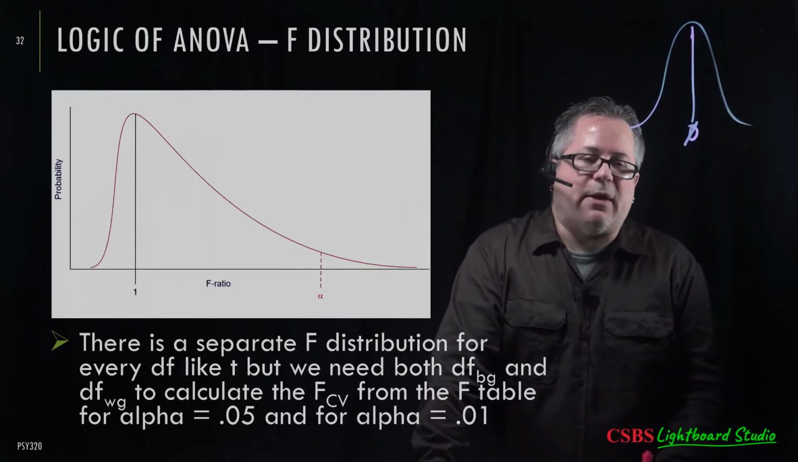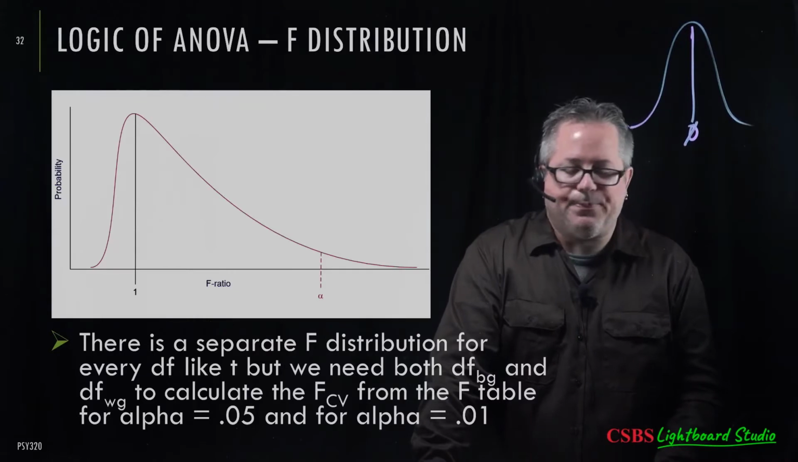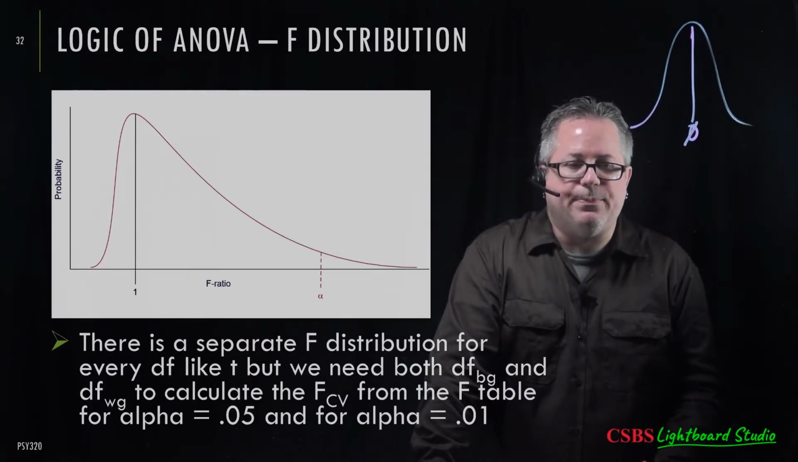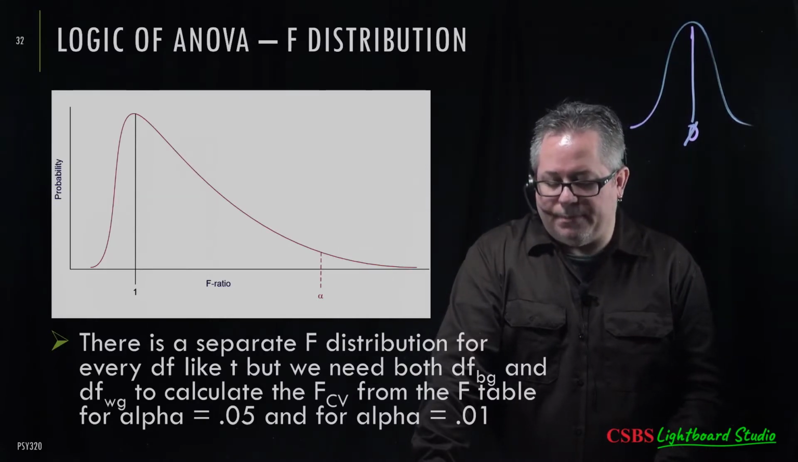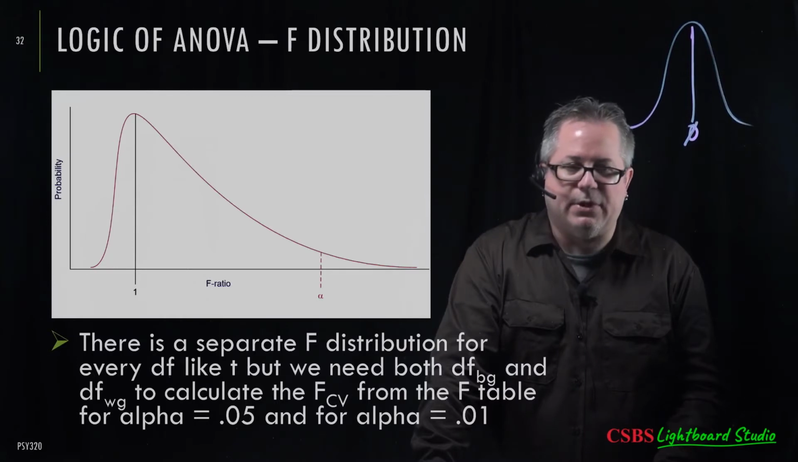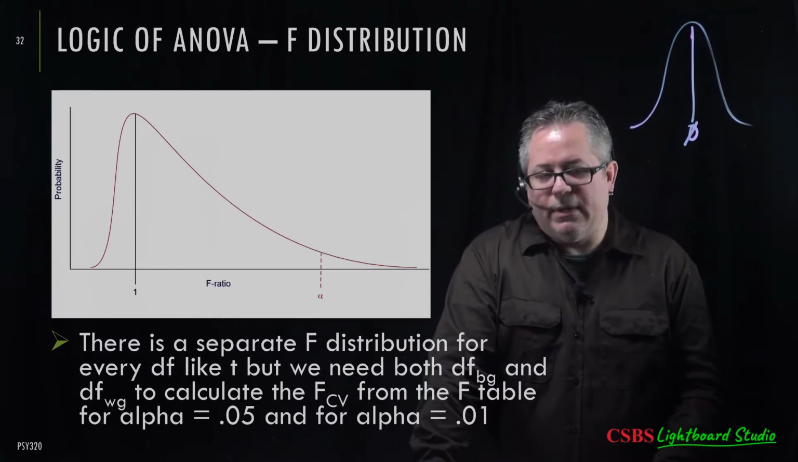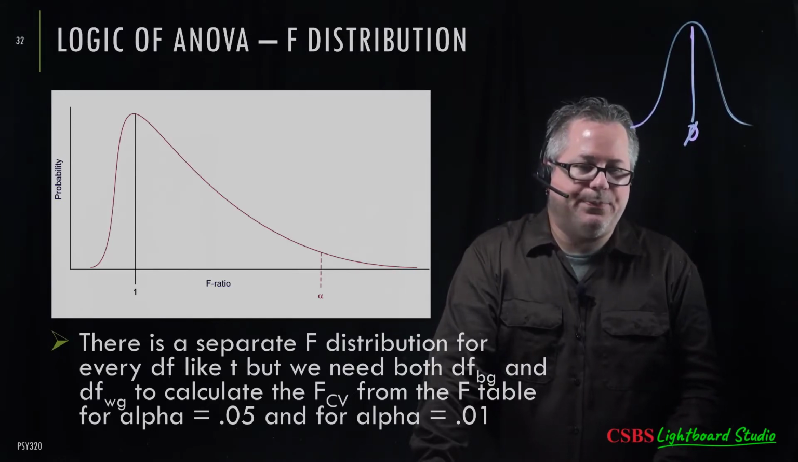There is a separate F distribution for every degrees of freedom, like T, right? So T had a different table for every degrees of freedom. The difference here is that you actually need both degrees of freedom for an F test. You need both the between groups degrees of freedom and the within groups degrees of freedom to figure out the F critical value from the F table.